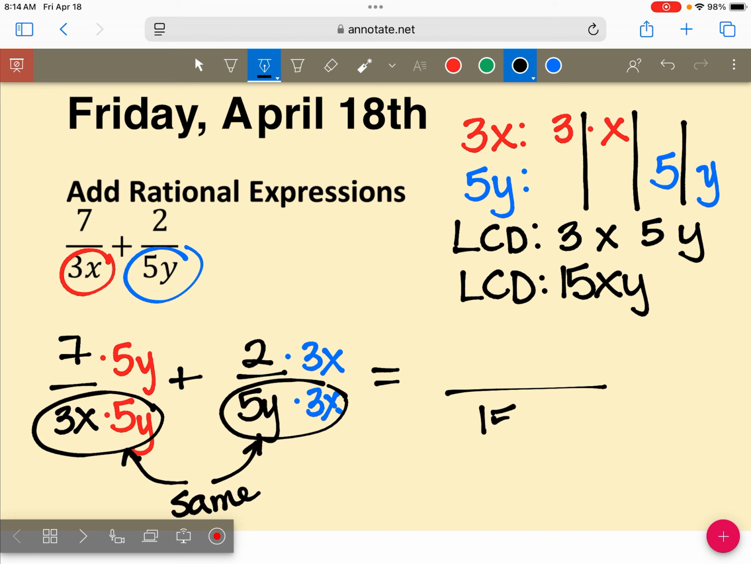So my denominator is my 15xy, and then we just need to go across. So when we go across, we're going to multiply these. Okay, so 7 times 5y. What do you think you get when you take 7 times 5y? 35y, good. Now that addition sign, we're going to bring that down. And then we're going to multiply 2 times 3x. 6x. And that would be your final answer.